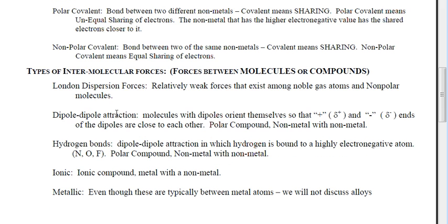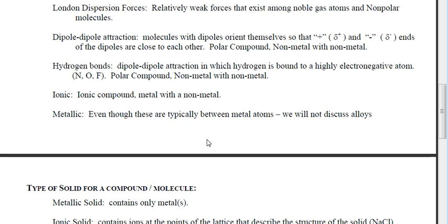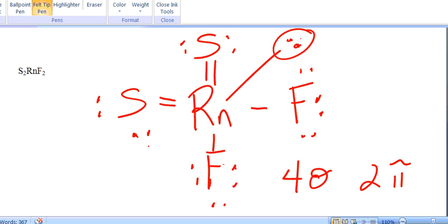The type of intermolecular forces, it is a polar compound, and we have no hydrogen, so this has to be dipole-dipole. The type of solid, since we have different nonmetals, at least 2 different kinds, this is a molecular solid. Alright, stay tuned for the last example, and I'll make another video for that one.